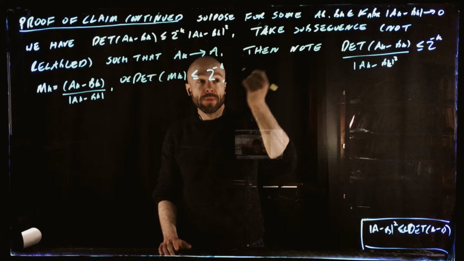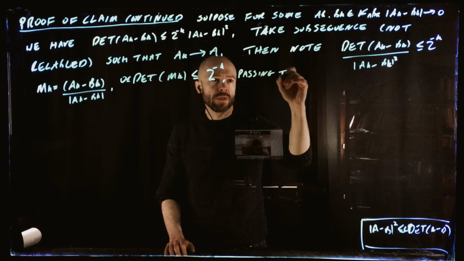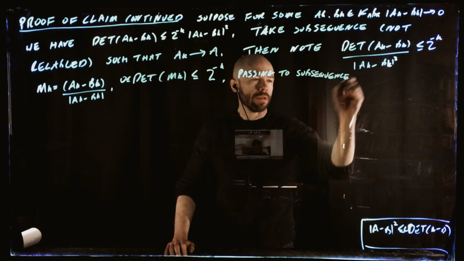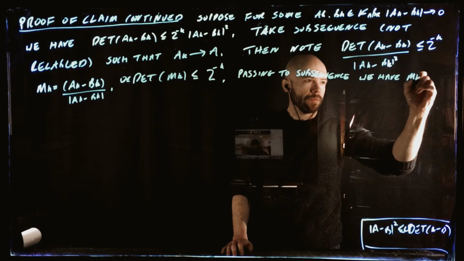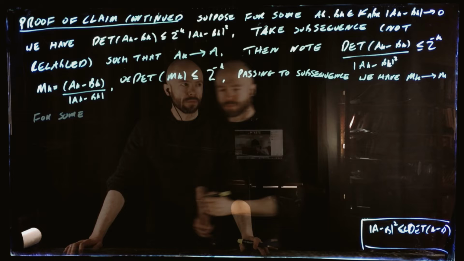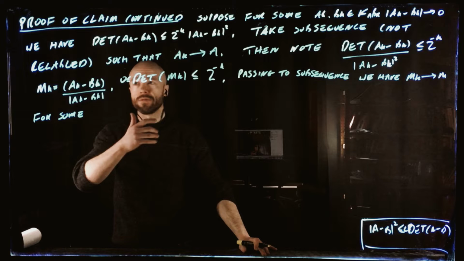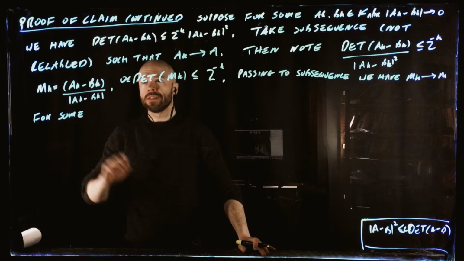So again, passing to a subsequence, we have that MK will tend towards M for some M. This is what I'm introducing now, the convention of passing to a subsequence without writing the subsequence. Oh, why does this thing not leave K?